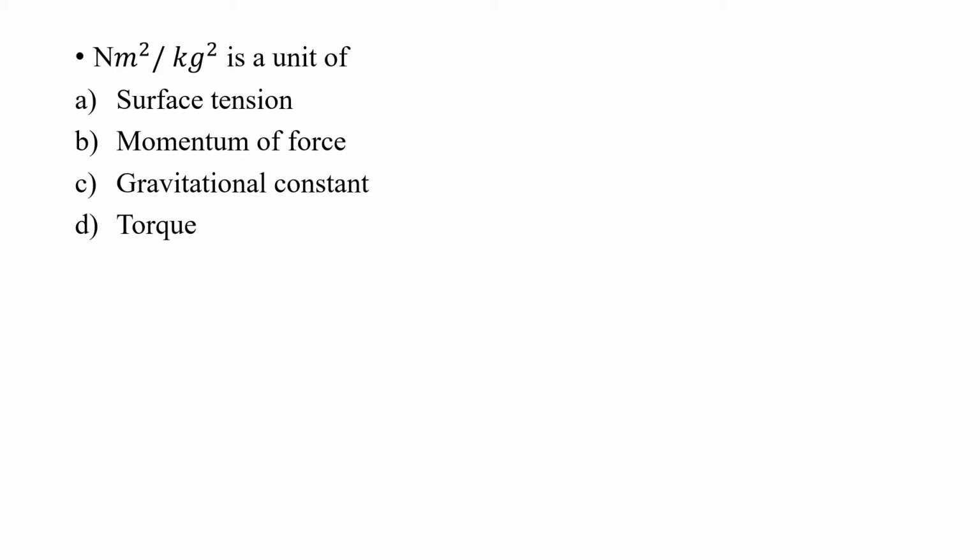I'll explain each option in detail and its unit. First one is surface tension. Surface tension is the ratio of force to length, that is, force by length. The unit of force is Newton and unit of length is meter. So surface tension unit will be Newton per meter. Next is the moment of force. Moment of force is a product of force and distance. Force has unit Newton and distance has unit meter, so the unit will be Newton meter.